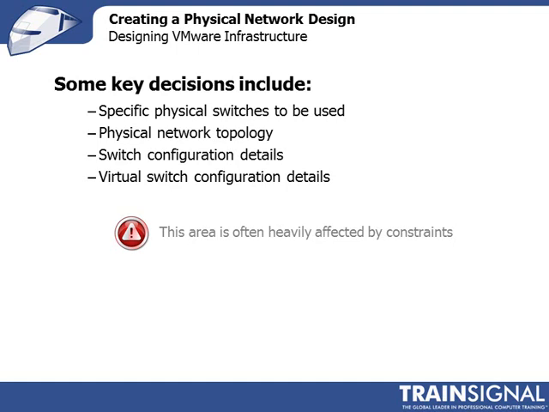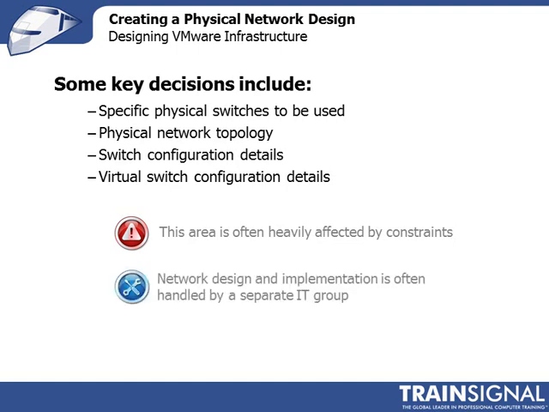Keep in mind that this area is often heavily affected by constraints, so it is not at all uncommon to have constraints specifying particular models of switches, particular network vendors, anything of that nature. And as I mentioned earlier, your influence as a vSphere architect upon the network design may be fairly limited, in that usually there is a separate IT group that handles network designs and network implementations. Your role, therefore, in describing some of the factors and configurations in the physical network topology may be simply that of describing rather than specifying.